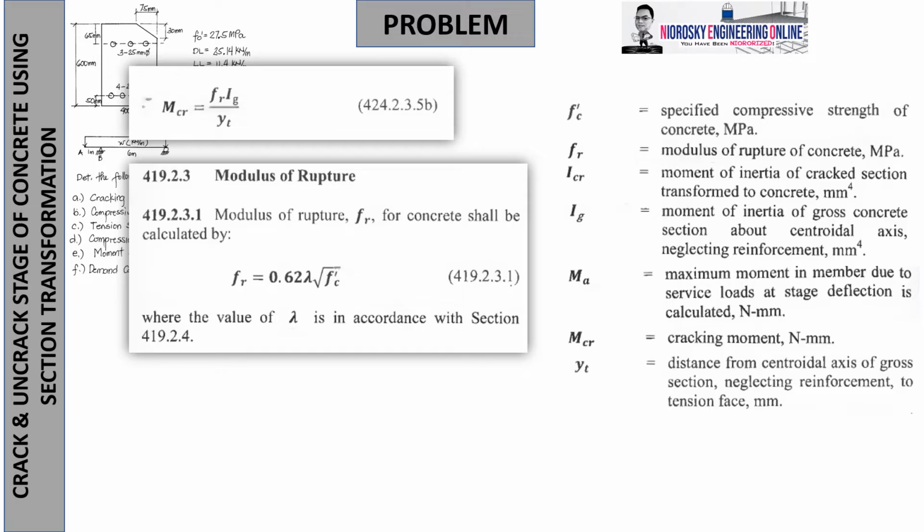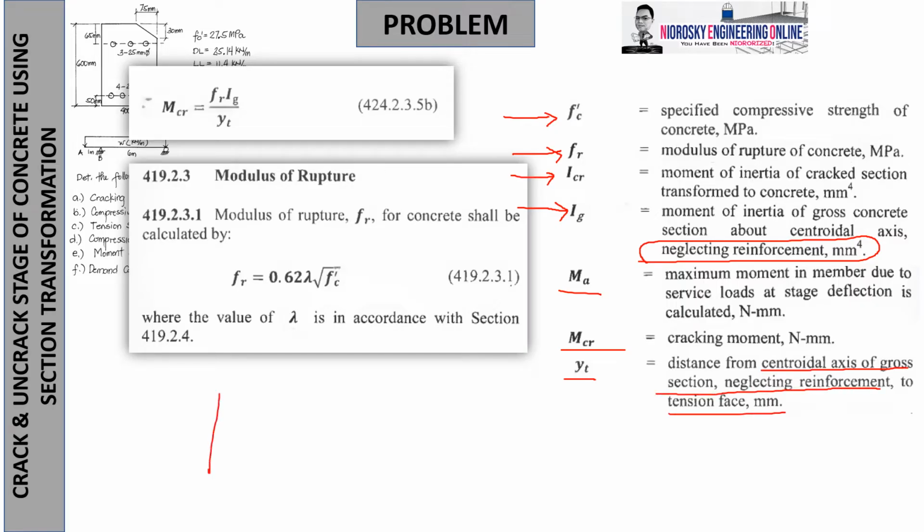Okay, let's have a short review of the terms and definitions. No, fc prime, specified concrete strength. Okay, fr, rupture modulus. Icr is referring to the moment of inertia under cracked condition or cracked section transformed. And Ig represents the gross moment of inertia where the reinforcement is to be neglected. Okay, Ma represents the maximum moment, no, found on the beam. Mcr is the cracking moment, and the yt, no, the distance from the centroidal axis of gross section, neglecting reinforcement, to tension face.